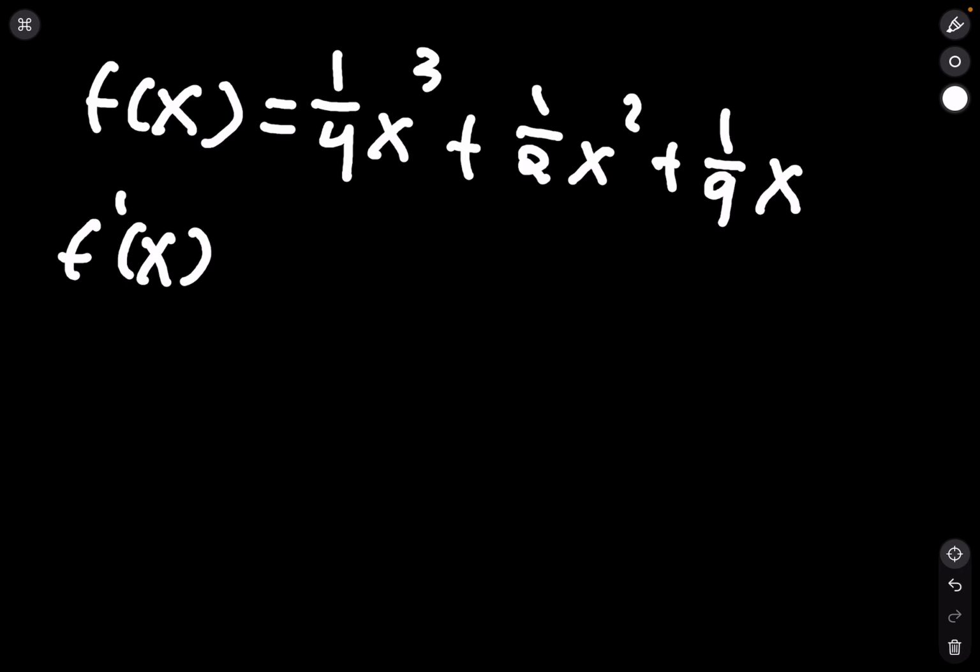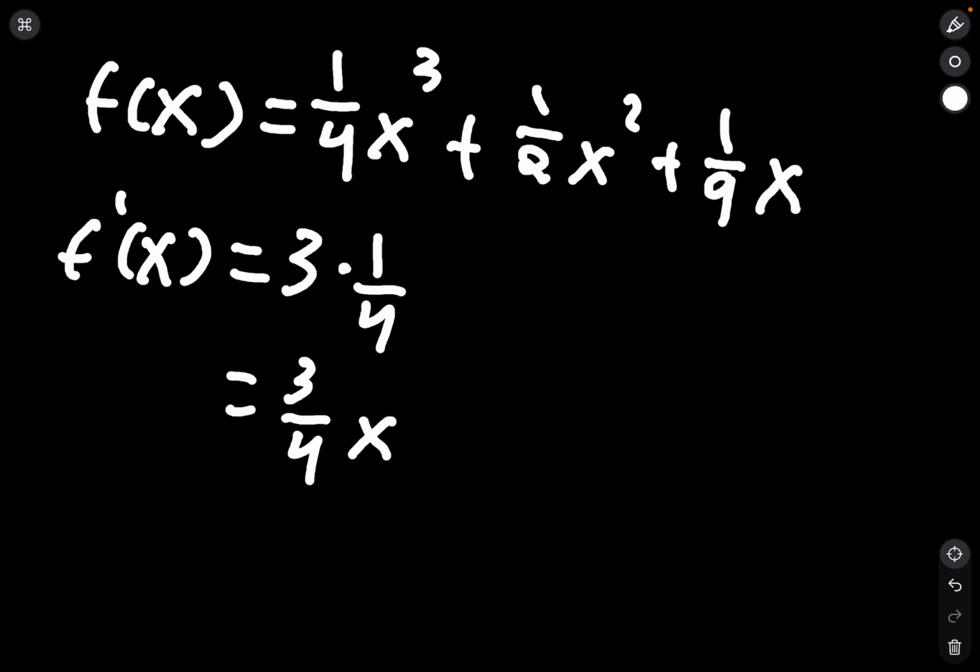So f prime of x: bring down the 3. And remember, bring down the 3 means multiply the 1/4 times 3, which just means you multiply, so it would be 3/4. That's essentially the same for any type of multiplication, like 2 times 1/3 would just be 2/3, right? Subtract the 1, so your first derivative will be 3/4 x squared. Plus, bring down the 2. 2 times 1/2 is just 1. And then subtract the 1, you'll just get x.